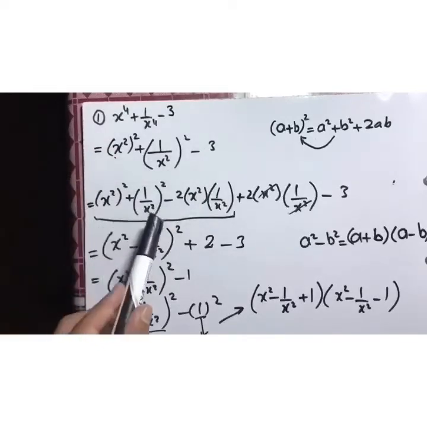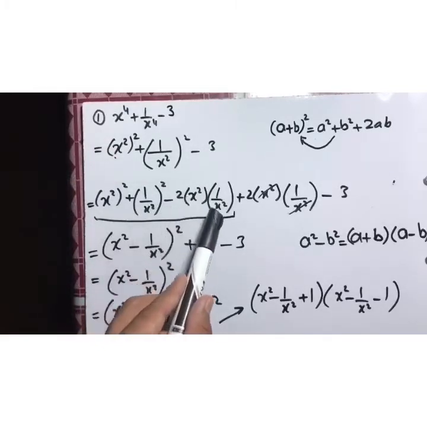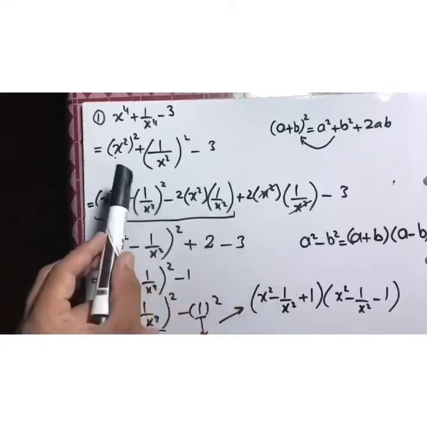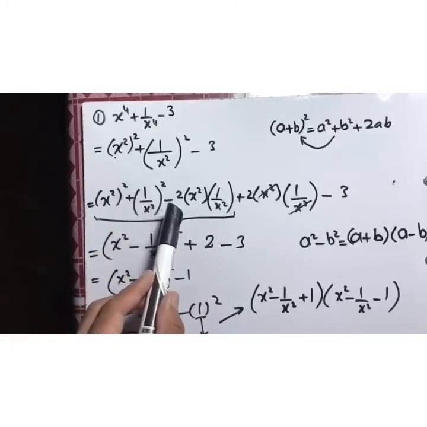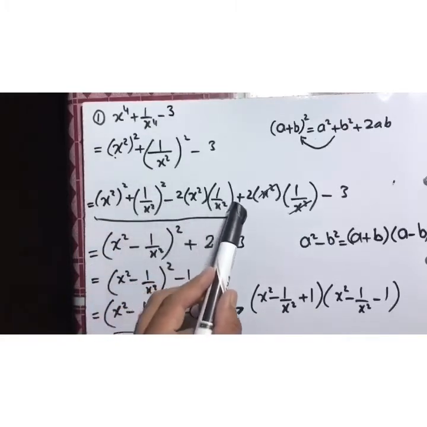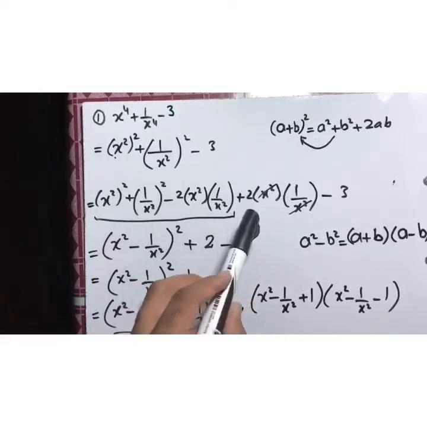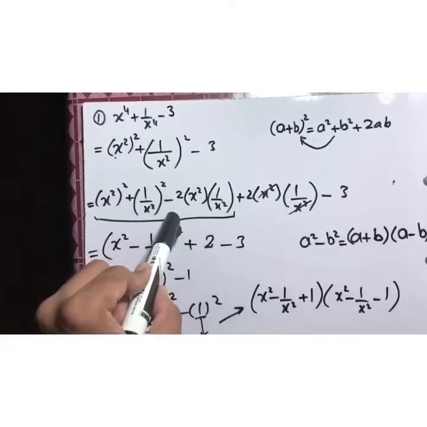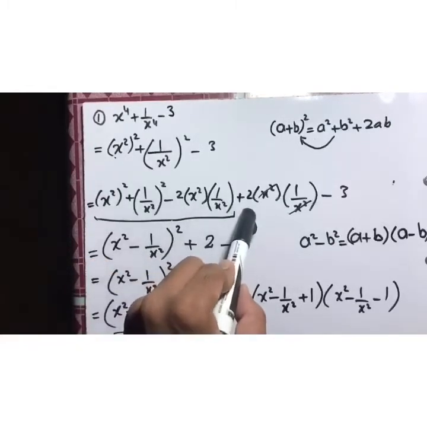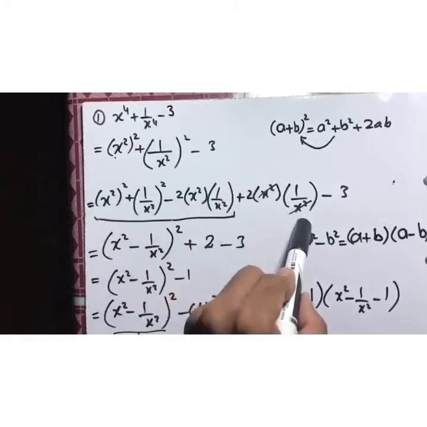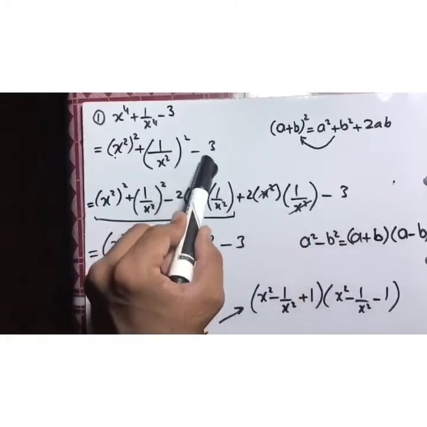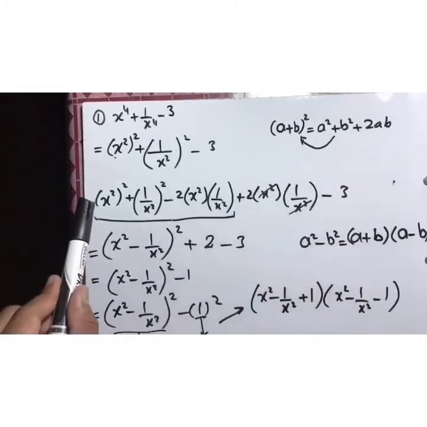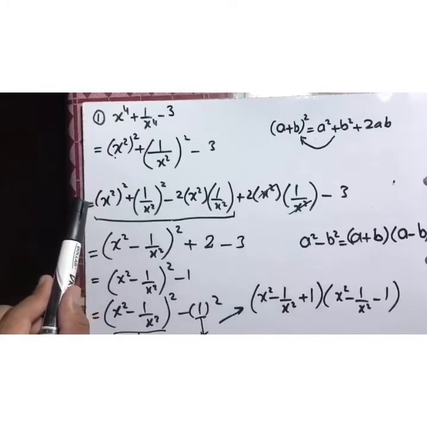Now we add and subtract 2ab to complete the formula. Here a is x square, b is 1 over x square, so minus 2ab is subtracted, and also we add this. If we just subtract, then it is against the rules of mathematics, so we must add 2ab. So we add 2ab, and here is minus 3, so we write minus 3. You see it is becoming a complete formula of a square minus b square.